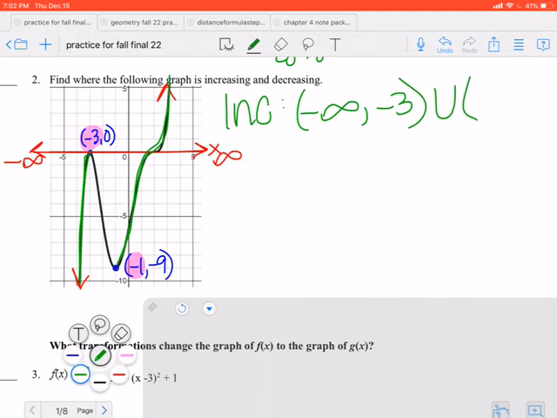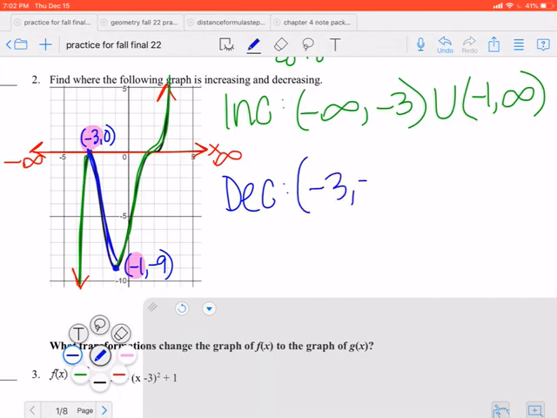-infinity to -3 in union with -1 to positive infinity. And we always use parentheses on increasing and decreasing intervals. Decreasing is when our pencil's going down, from -3 to -1.